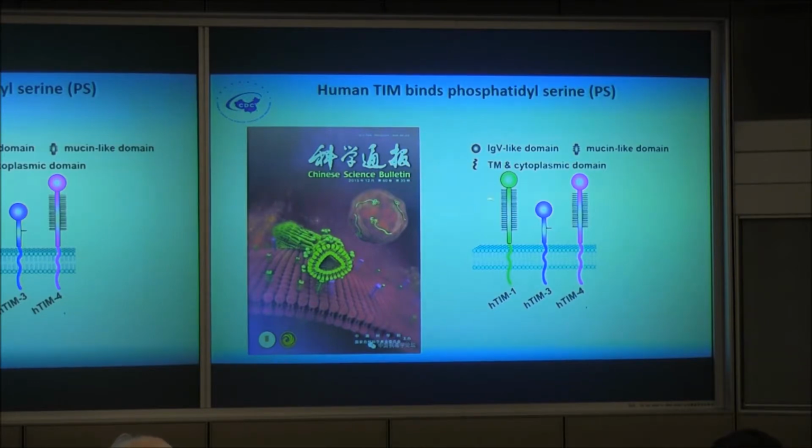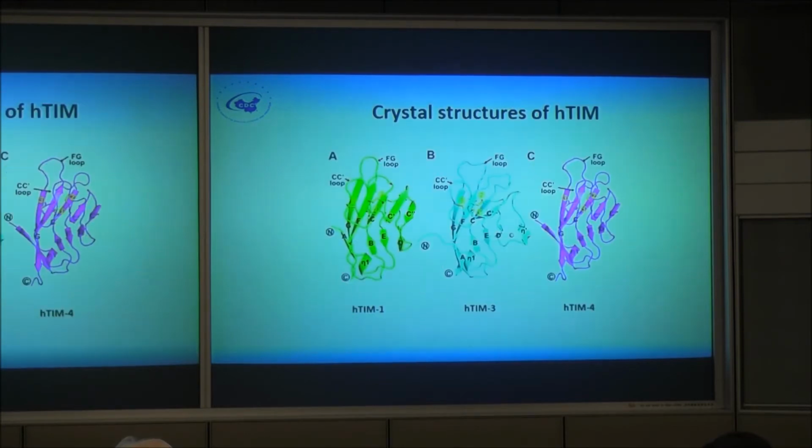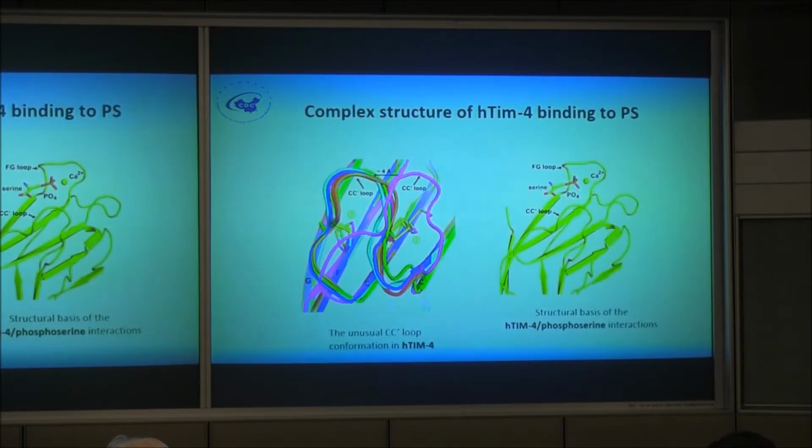But when you make the molecule with only the head domain, it shows they also bind very well. By that time, there was no structure known for this human TIM. So we solved the structure. This is the domain that binds the phosphatidylserine molecule, and in the crystal structure we saw it hold the serine, with the phosphatidylserine binding with the help of calcium at this FG loop. This is the first step, adherence.